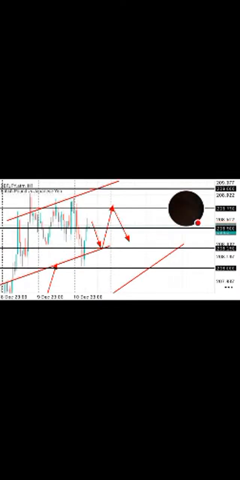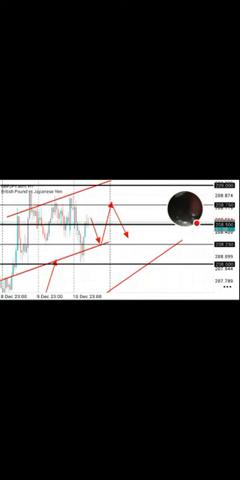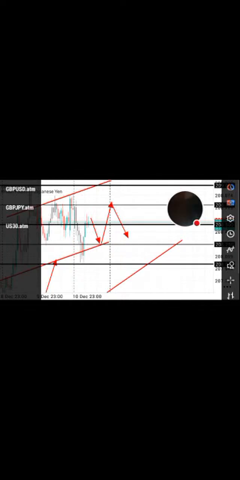US30 is New York session. We are waiting for US30 at the New York session, so it's the only one we want to trade. What's the time now? It is 8:51 already, so we still have about 1 hour 10 minutes.